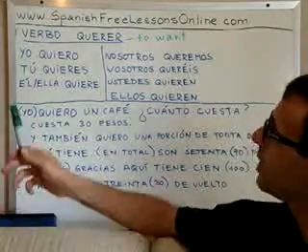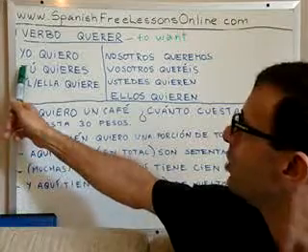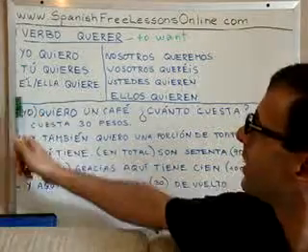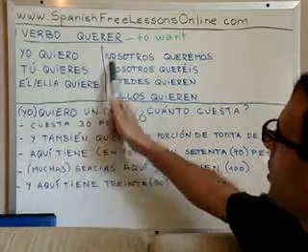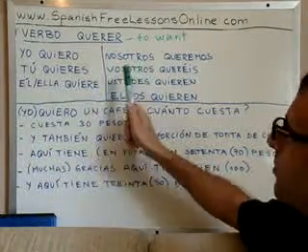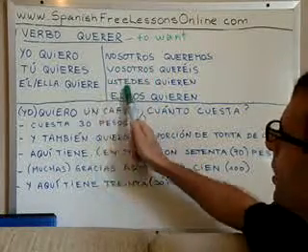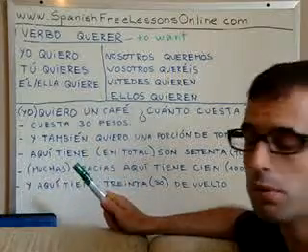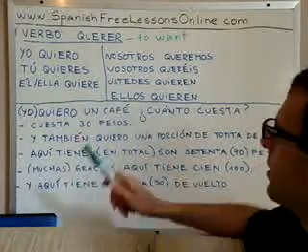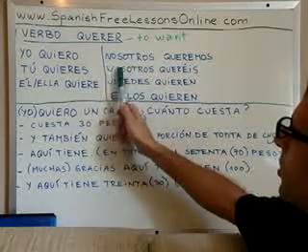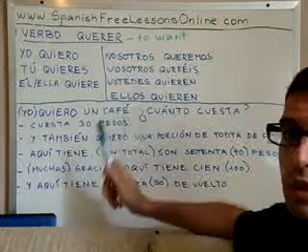So let's begin. We have I, yo, you, singular, tú, he, él, she, ella, nosotros is we, vosotros, you, plural, ustedes is also you, plural, ellos is they. Vosotros is what they use in Spain, ustedes is what they use in Latin America.